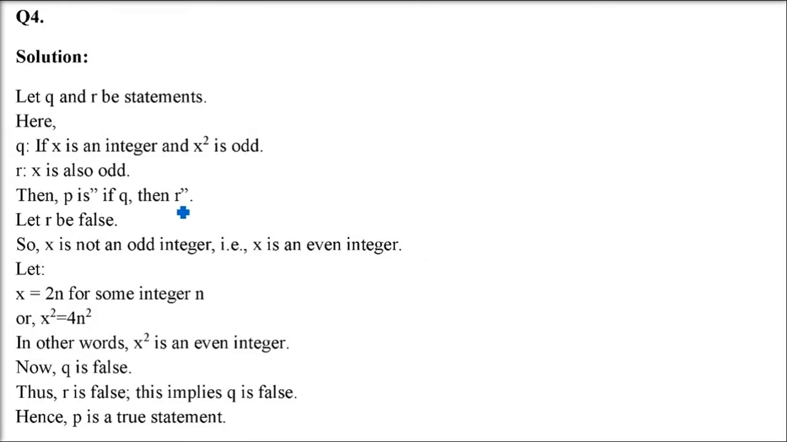Okay, now question number 4. Show that the following statement is true by the method of contrapositive. Let me tell you the statement first. If X is an integer and X square is odd, then X is also odd. This is our statement. This is an example also in your book, where it is solved. So we'll use this: X is an integer, X square is odd, then X is also odd.